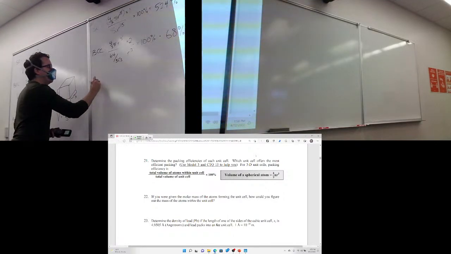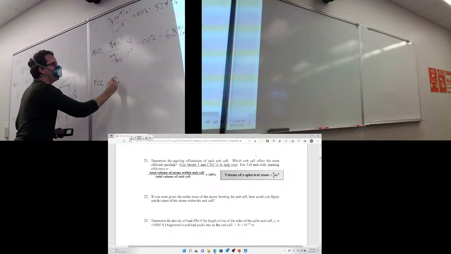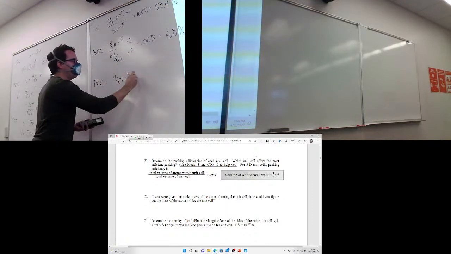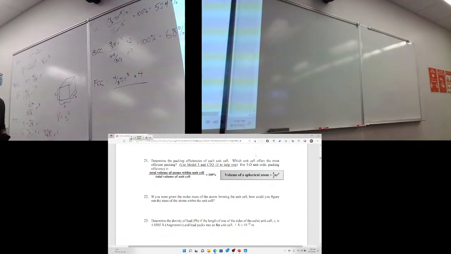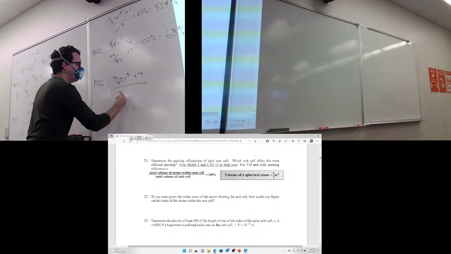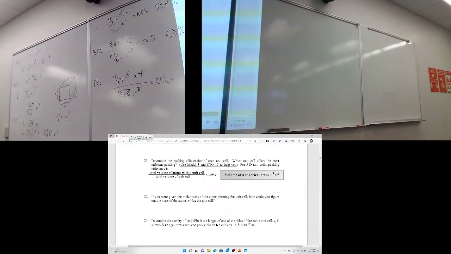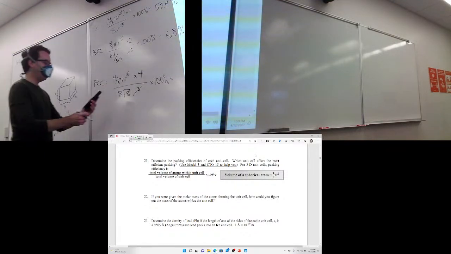And then finally, FCC, 4/3 pi r cubed times how many? There's 4 atoms inside a face centered cubic. The volume of that unit cell is 8 radical 8 r cubed. All right, and then finally times 100%. Radical 3, sorry, not radical 8. R cubed, radius cubed, cancels out. 4/3 times pi times 4 divided by 8 times radical 8 in parentheses. And I get 74%.